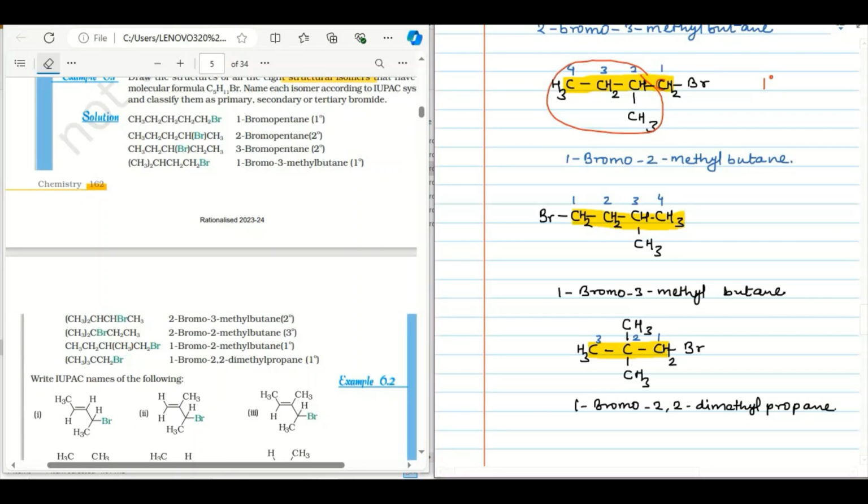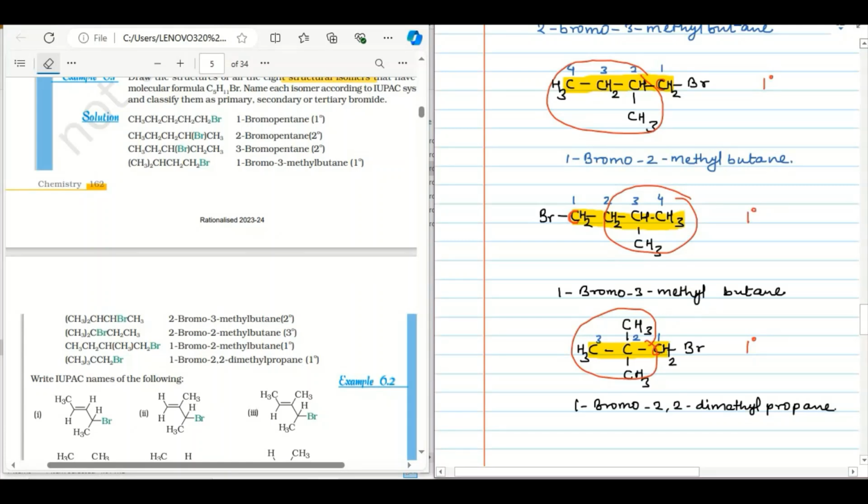Now classify them as primary, secondary and tertiary. Here this is the carbon to which functional group bromine is bonded and to which one bigger alkyl group is bonded. So this carbon is primary carbon and the alkyl halide will be primary alkyl halide. In the same way here bromine is bonded to this carbon and this carbon is bonded to this bigger alkyl group. So this alkyl halide is also primary alkyl halide.